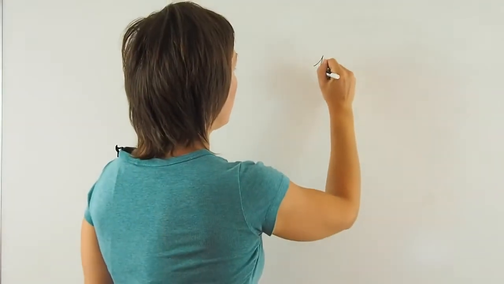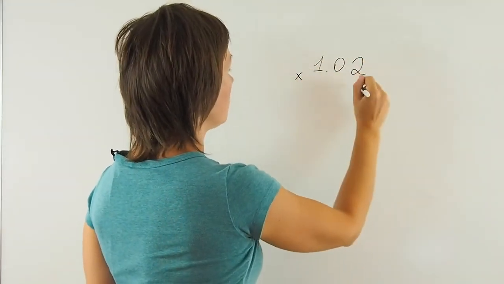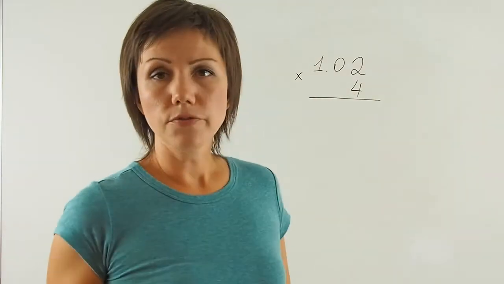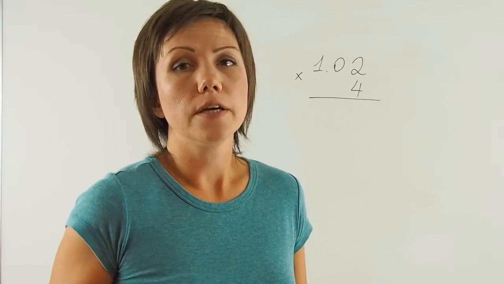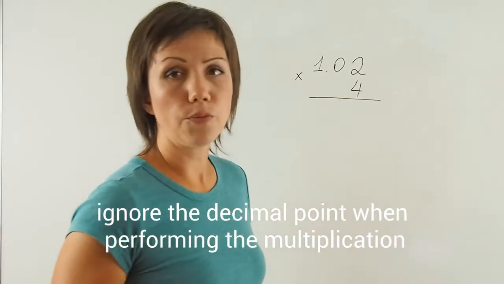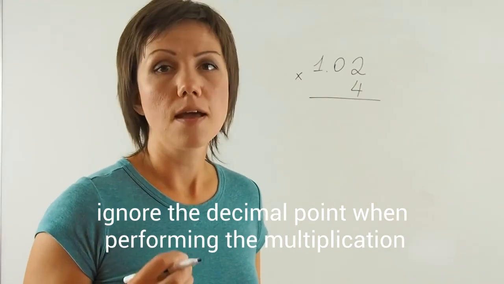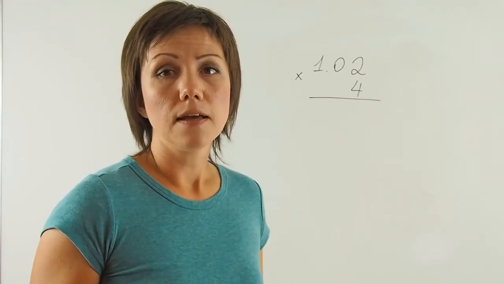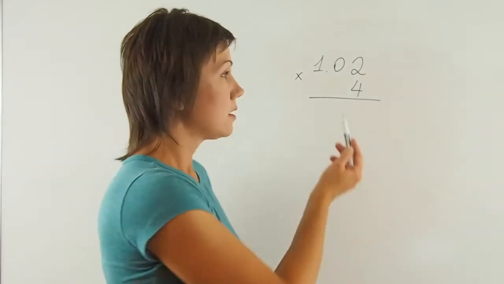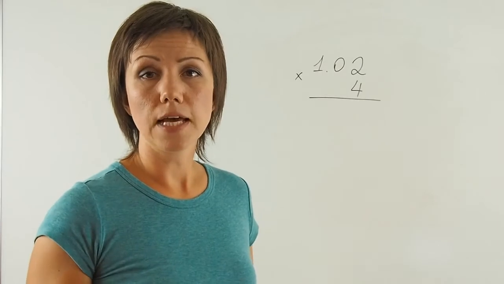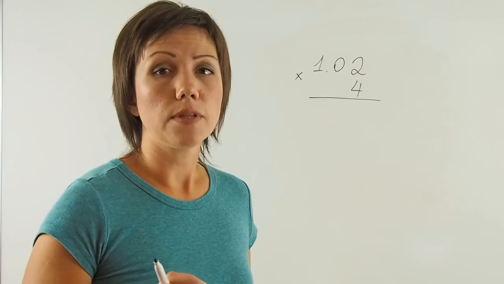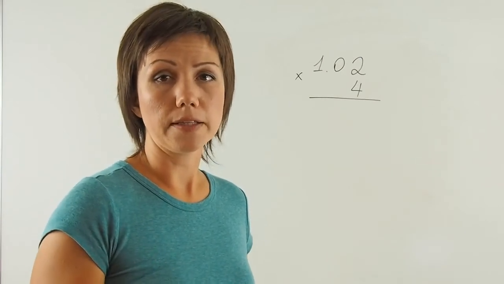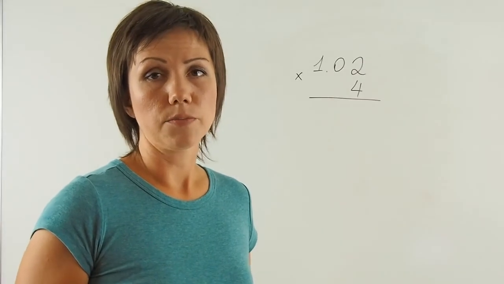Let's try multiplying decimals. 1.02 times 4. In order for us to multiply decimals, we essentially ignore the decimal points when we're doing the actual multiplication, and then separate as many numbers as there are after decimal points in both the multiplicand and multiplier, so that you have the decimal point in the proper place in your product.